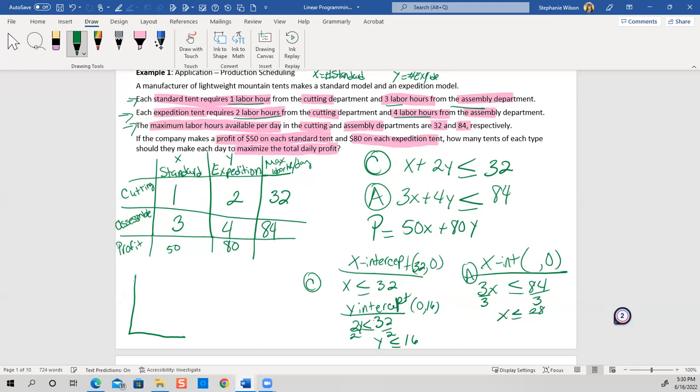And now let's find its y-intercept. Oh, and let's write it as an ordered pair. I know x is 0. So when I plug in 0 for x, I'm left with 4y is less than or equal to 84. Divide by 4. Now y is less than or equal to 84 divided by 4, yeah, it's 21.